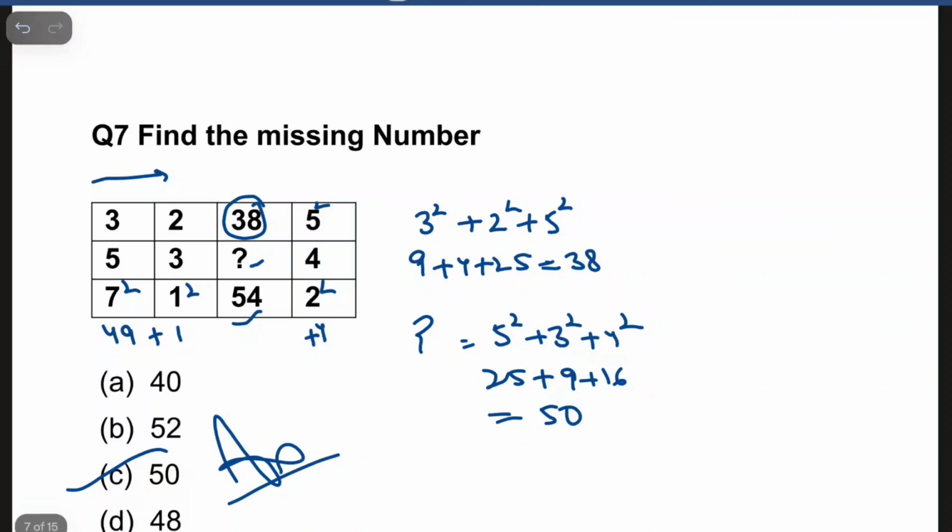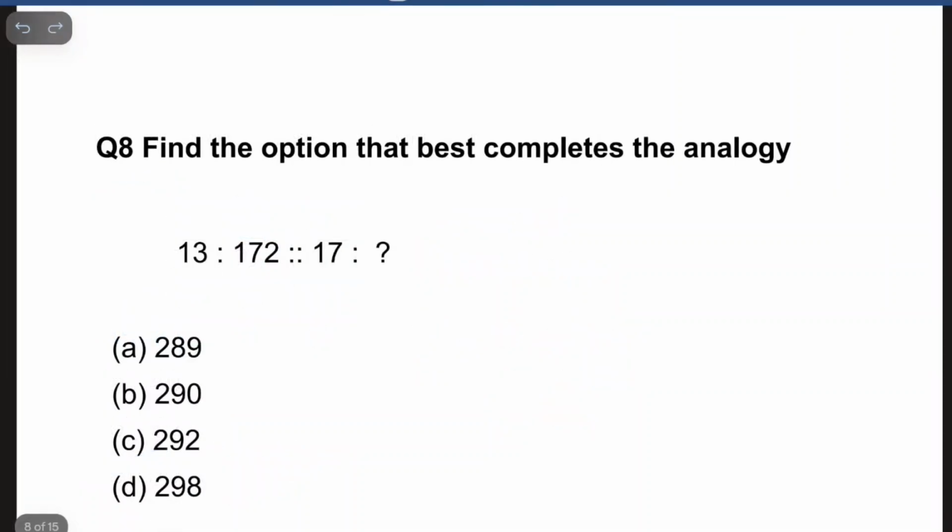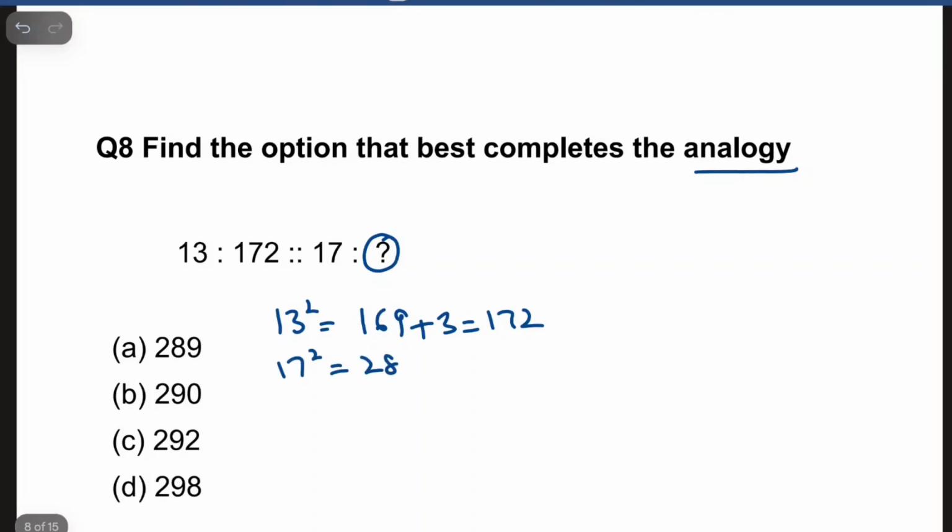Let us move to the next question. Question number 8, find the option that best completes the analogy. 13 is to 172, we have to find 17 is to this missing number. Now we know that 13 square is 169. If we add 3, we get 172. So we'll apply the same logic to find this missing number. 17 square is 289. If we add 3, we get 292. Option C is the correct answer.